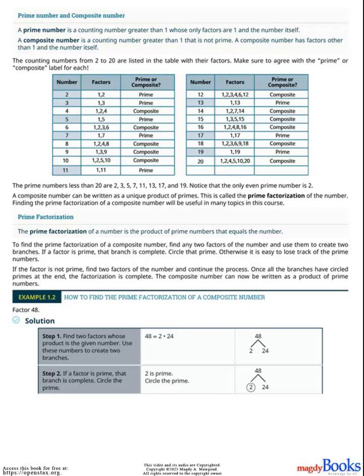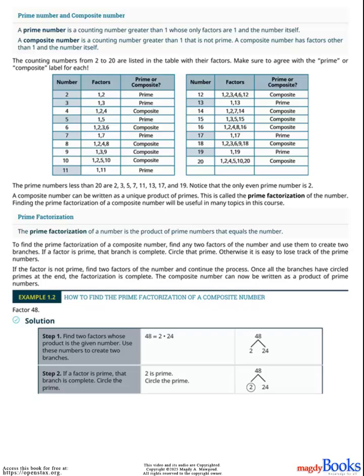Notice that the only even prime number is 2. A composite number can be written as a unique product of primes. This is called the prime factorization of the number. Finding the prime factorization of a composite number will be useful in many topics in this course.